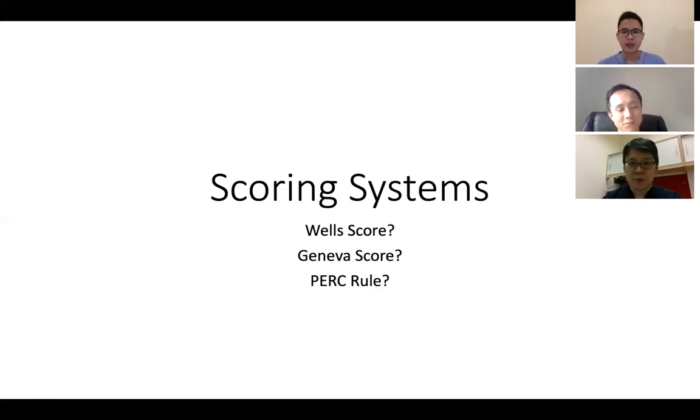One of the frequent questions that might come to a resident's mind when met with such cases is how certain scoring systems might help in decision making with regards to the next step. I think we've all heard of scores such as the Wells score, the Geneva score, or the PERC rule. So maybe you could take us through this and when we can actually apply these scores. The easy one is Wells.